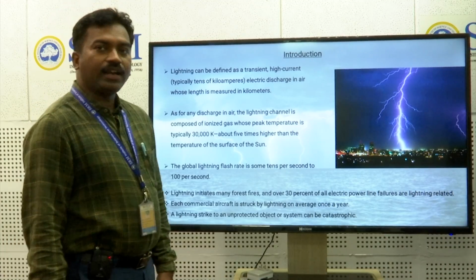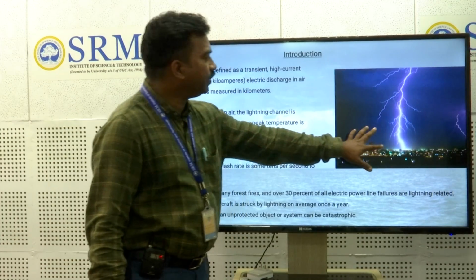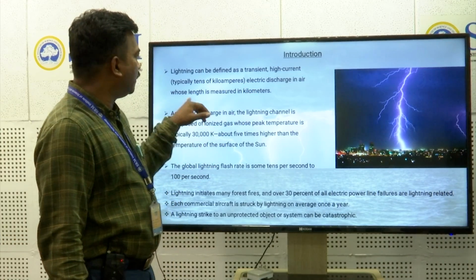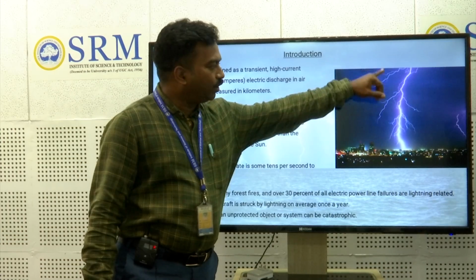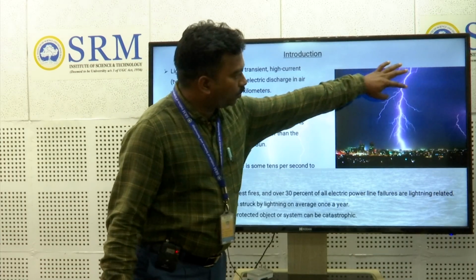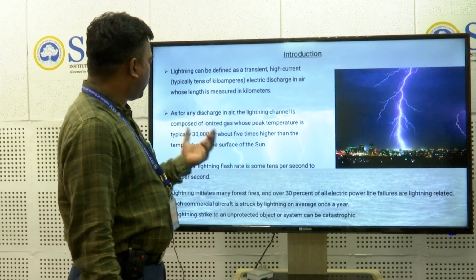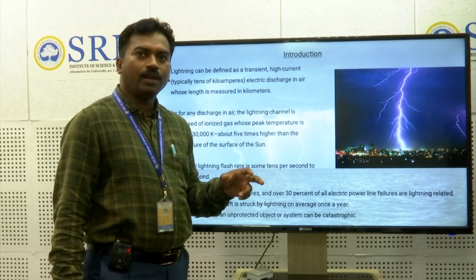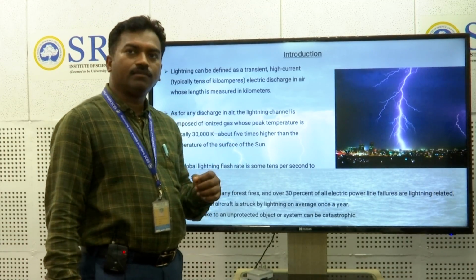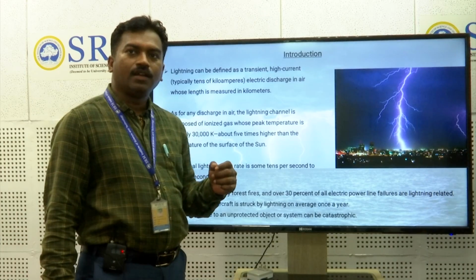Lightning is a transient high current discharge in air. If you look at the current, it is typically tens of kiloamperes, and the length can be in the range of kilometers. This is the lightning channel. With respect to cloud to ground lightning, the lightning channel is composed of ionized gas, whose temperature is typically around 30,000 Kelvin, which is 5 times higher than the temperature of the surface of the sun.